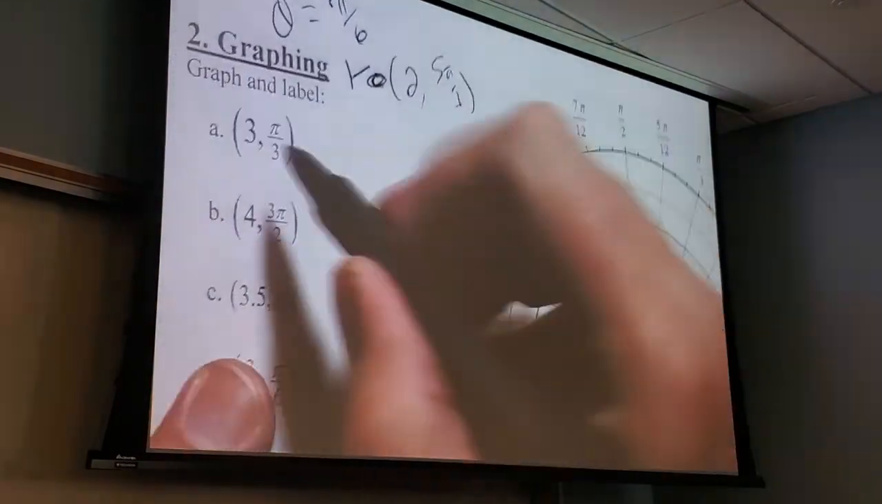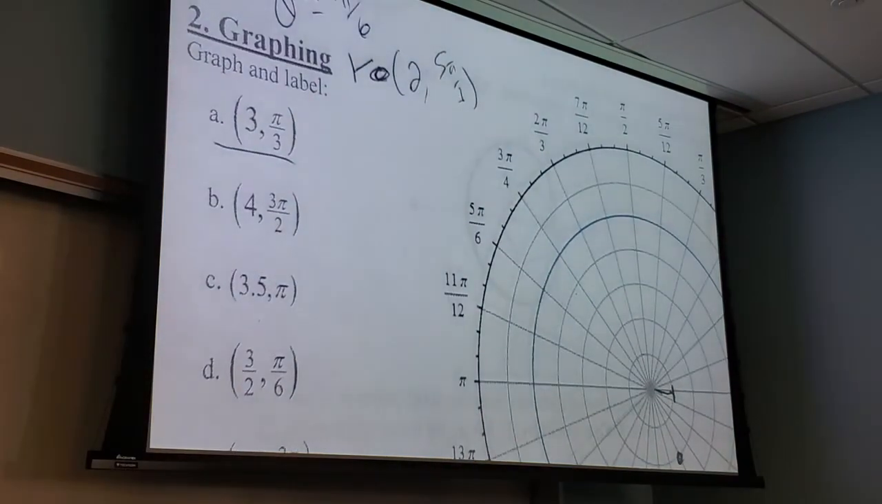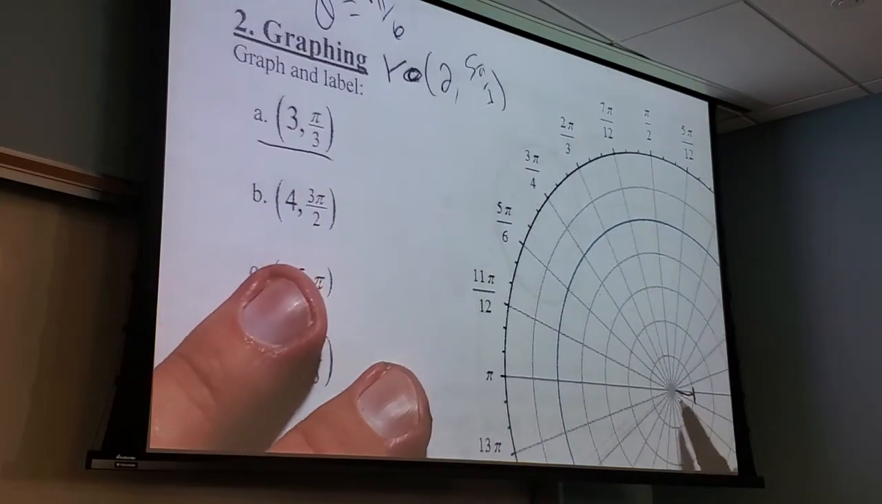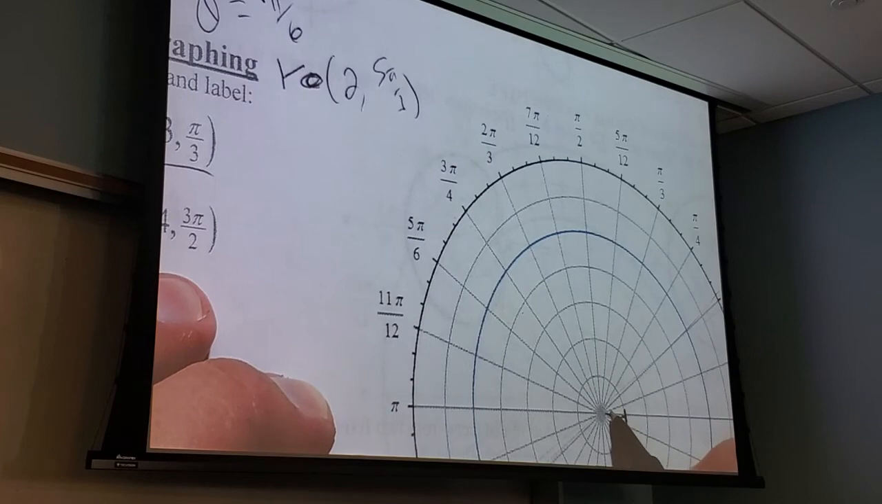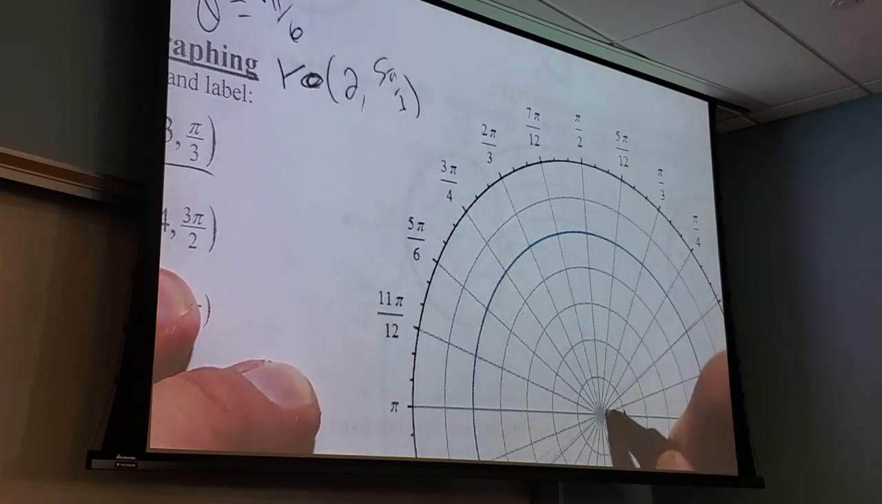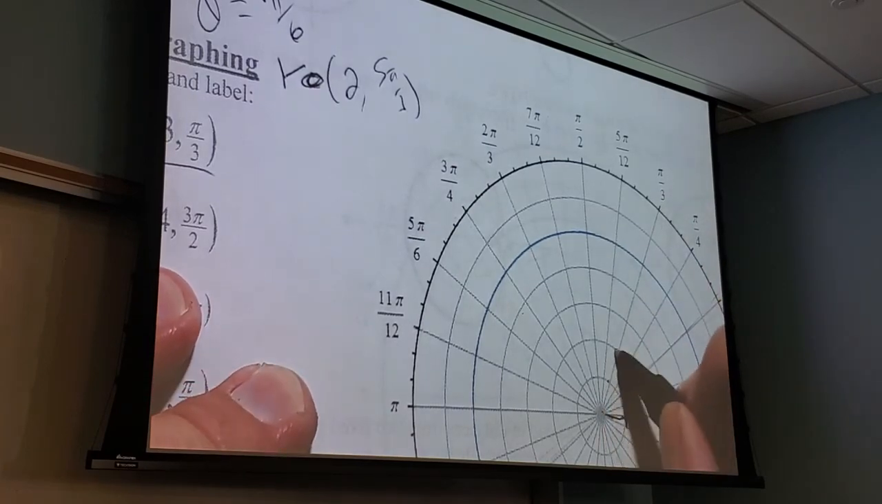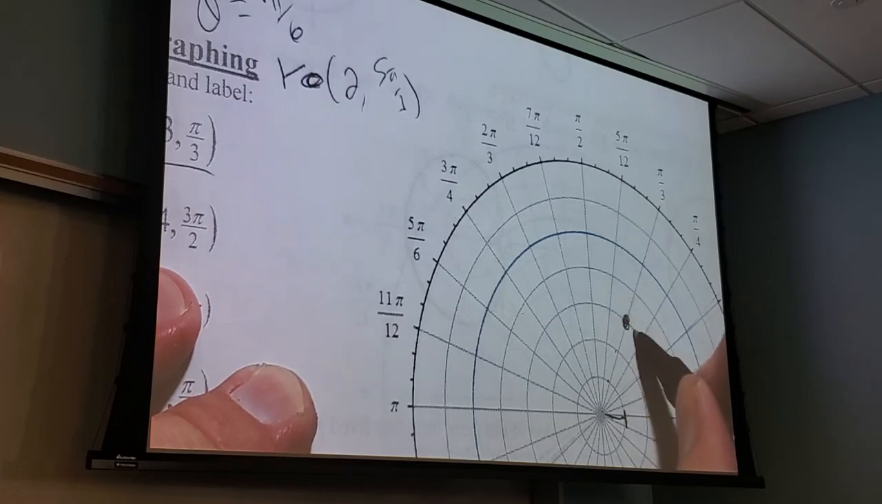All right, so let's see. On part A, where am I facing? So I start at the origin, facing 0, and then I face pi over 3. So I look this way, and I go how many steps? 1, 2, 3. Bam! So that's A.